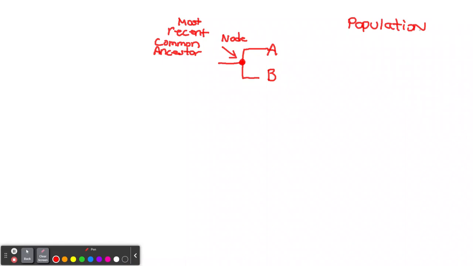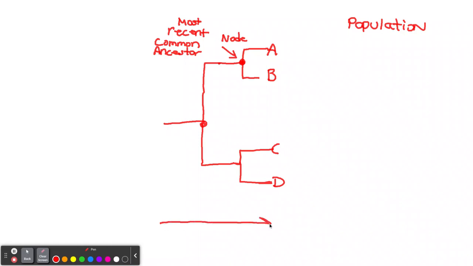And we can keep going, right? Because we can make another node over here that branched out into an organism called C and an organism called D. And you can keep going. So time goes this way, from the past to the present. Time is going left to right. So you can see that C and D shared an ancestor with A and B at this node.